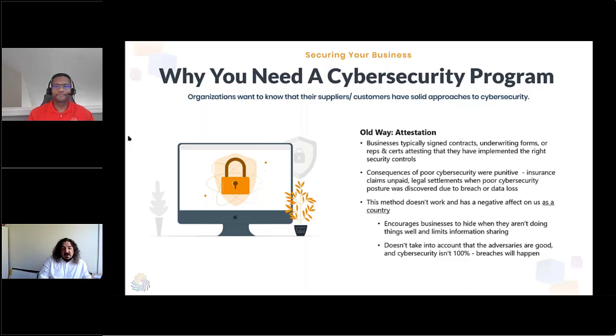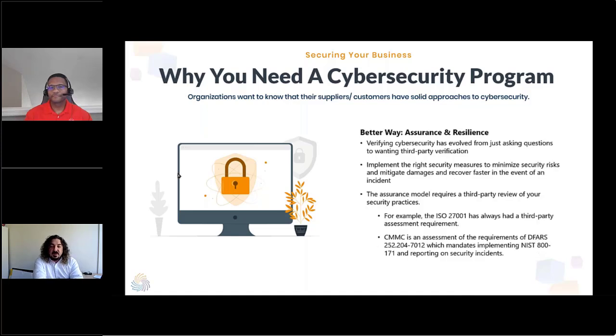This isn't about trying to mitigate risk from things like natural disasters. This is about trying to mitigate risk from human activity. And adversaries are good. They wouldn't do what they were doing if it didn't work. And so the defensive posture isn't always 100% effective. Breaches are going to happen, and we can't be in an environment where the consequence of a breach is entirely punitive. And so now we're all encouraged to keep breaches under wraps as much as possible. Right? We need a different way to manage telling each other how we're doing in protecting data.